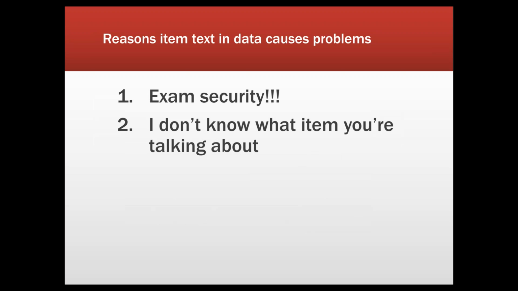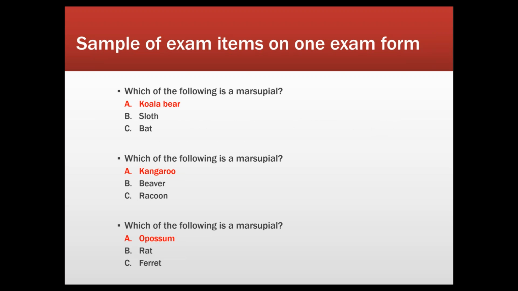Now, beyond exam security, what's a second reason? I'm going to call this reason, I don't know what item you're talking about. The easiest way to explain this is through an example. Here I have a sample of exam items that could be on one exam form. Remember, an exam form is the actual test that your test taker sees.